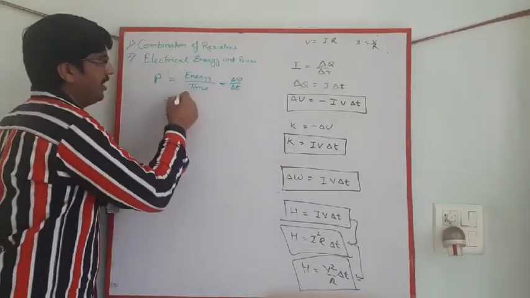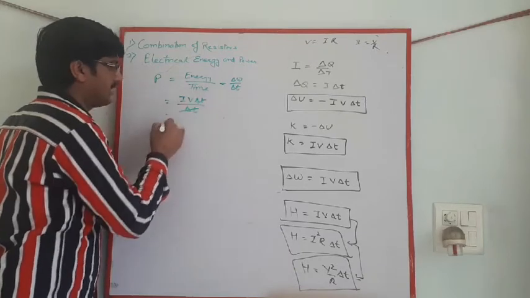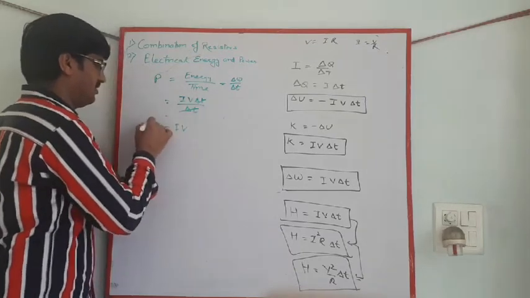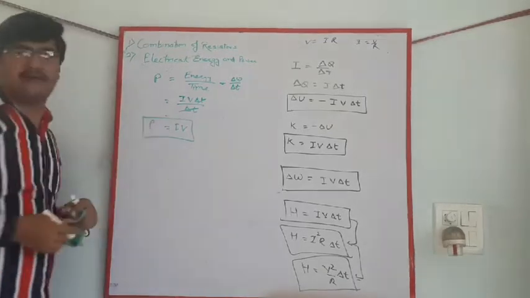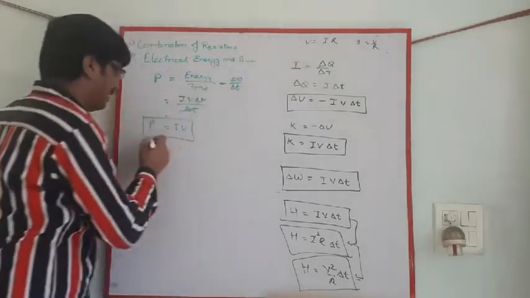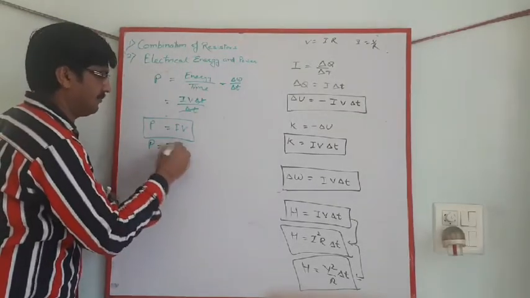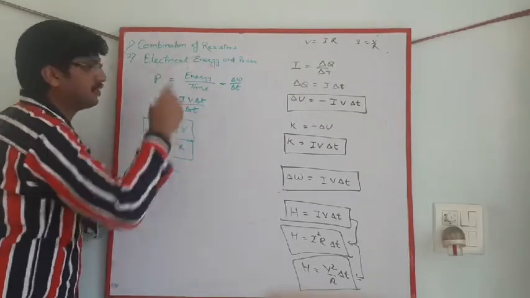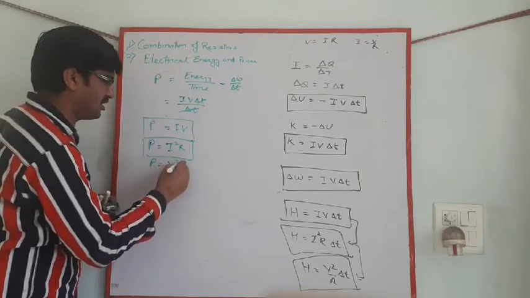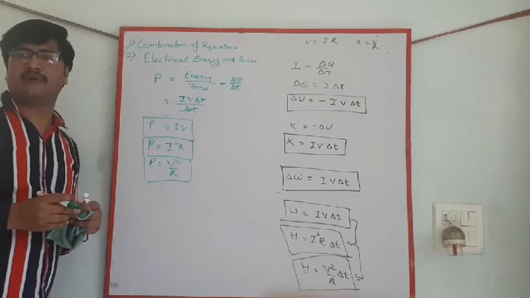Substitute the value IV delta T by delta T. So delta T cancels out. So P is equal to IV. This is the power. It can be represented in other forms also using Ohm's law. V is equal to IR, so it becomes I square R. Or I is equal to V upon R, so P is equal to V square by R. It can be represented in different forms also.